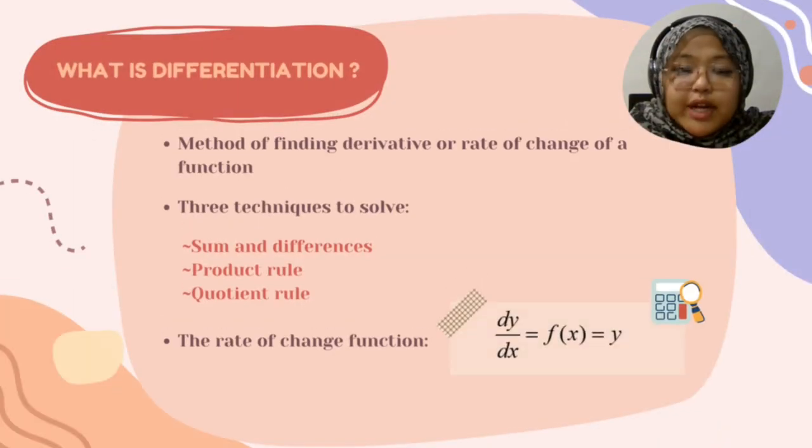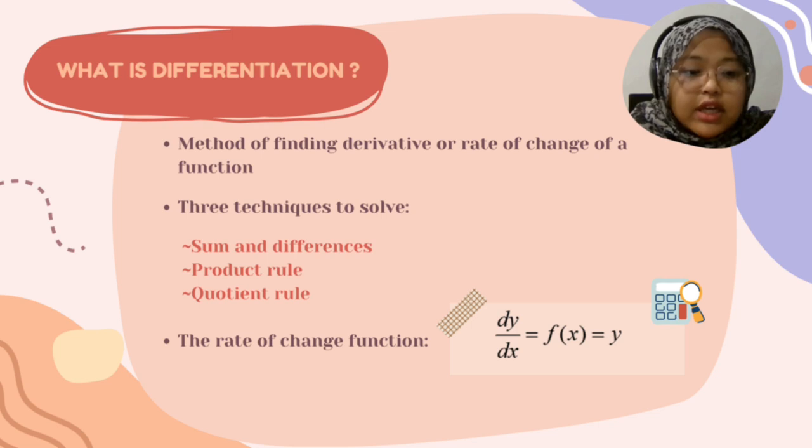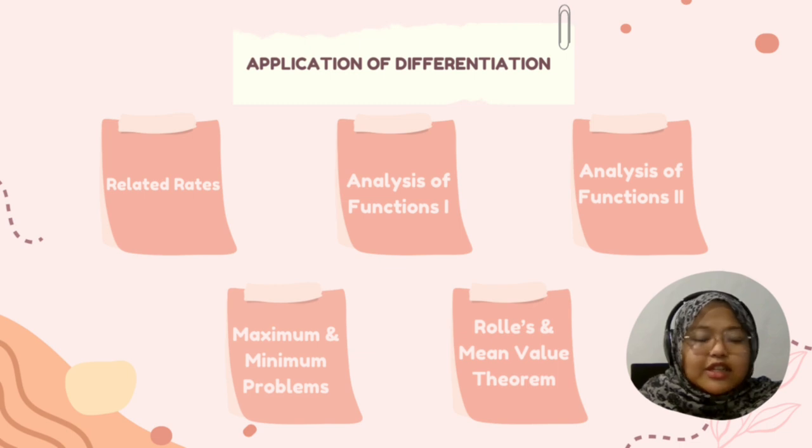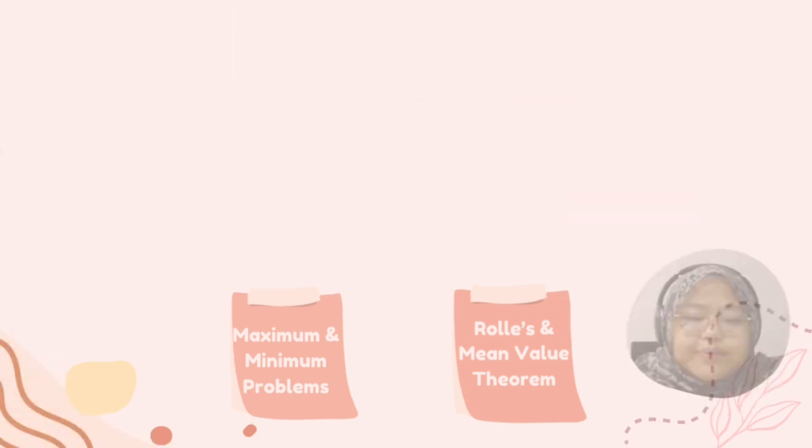Let me explain what differentiation is. Differentiation is a method of finding the derivative or rate of change of a function. There are three techniques to solve differentiation. First is the sum and differences, second is the product rule, and third is the quotient rule. The rate of change function is dy/dx equals f'(x), where y equals f(x). There are 5 applications of differentiation, including related rates, analysis of function 1, analysis of function 2, maximum and minimum problems, rolle's and mean value theorem.